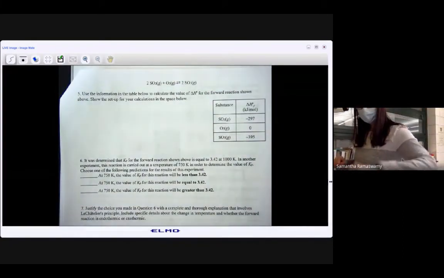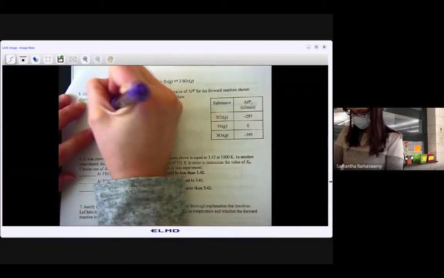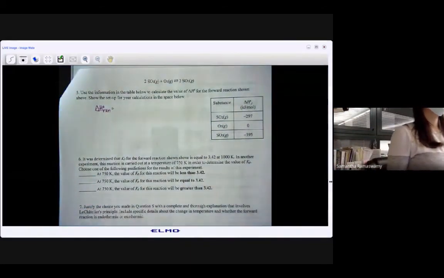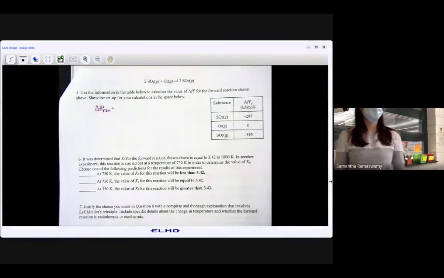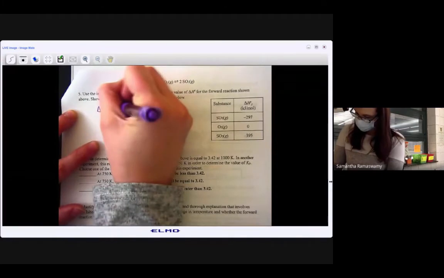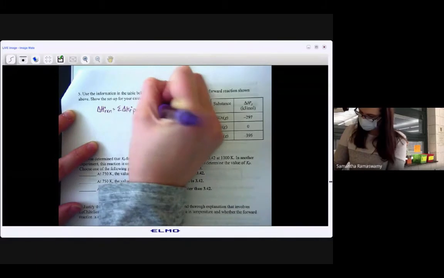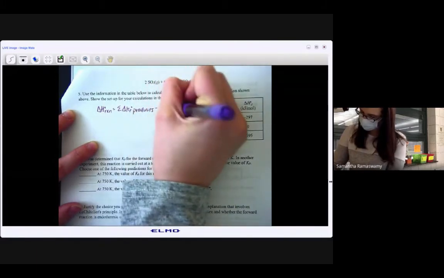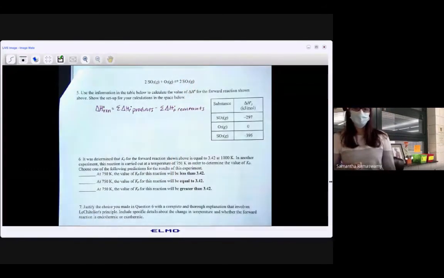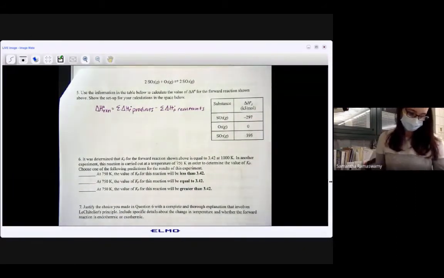I'll write this equation out. Delta H reaction, right? RXN is for the overall reaction. So what we're doing right now is we're calculating delta H. This is going to help us figure out if it's exo or endothermic. So the sum of the heat of formation of the products minus the sum of the heat of formation of the reactants. That's from the equation sheet.